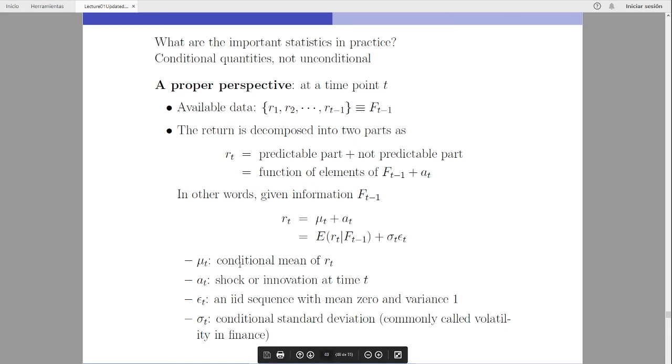I mean, the standard deviation of the variable r_t conditioned to F_{t-1}. I mean, the standard deviation of our variable conditioned to all the previous values. This in finance is called volatility. And this is basically a mean plus volatility times basically a normal distribution, a normal sequence.